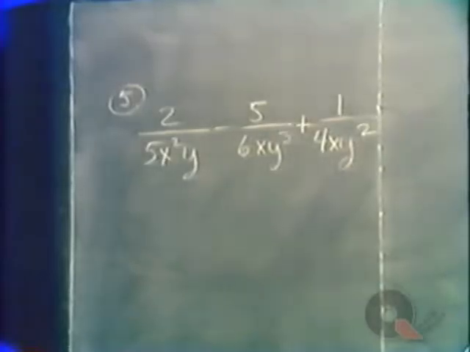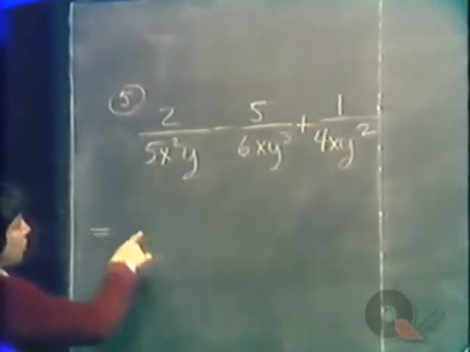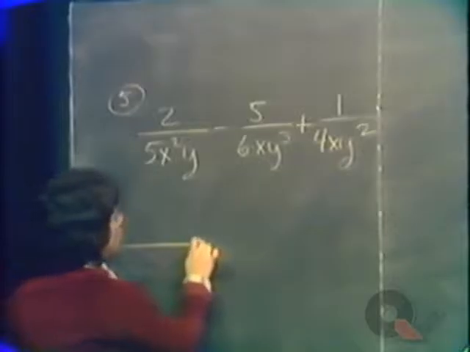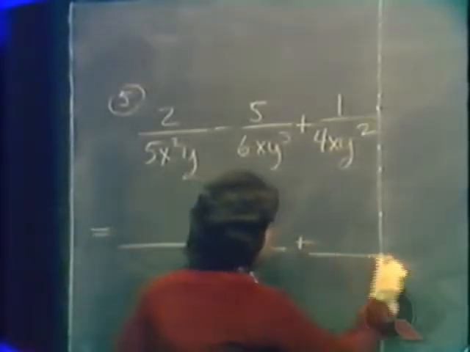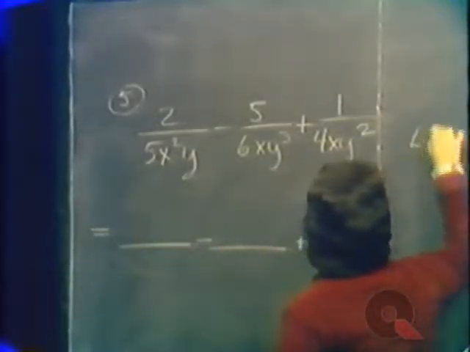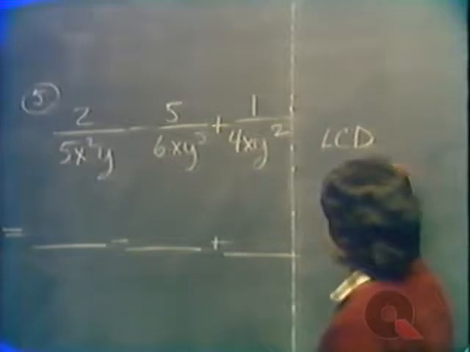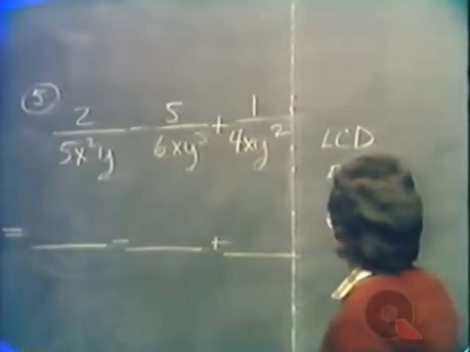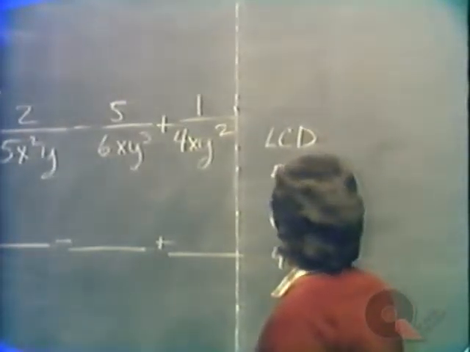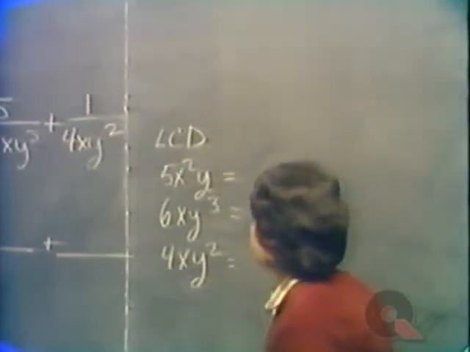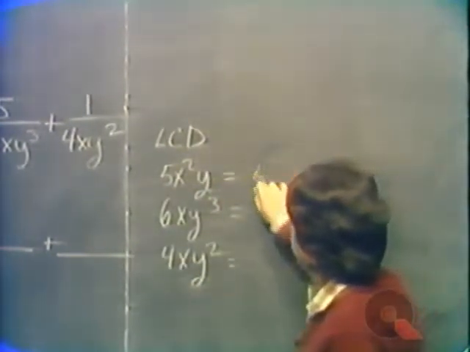Here we have another step that comes first. We have to build fractions equivalent to each of these, and they should all have the same denominator, so then we can combine numerators over the common denominator. And the question becomes, what should be this common denominator that we're going to combine over? We're looking for the LCD, the lowest common denominator. Let us look at each of the denominators that we have. 5x squared y, 6xy cubed, 4xy squared. We factor each denominator completely.